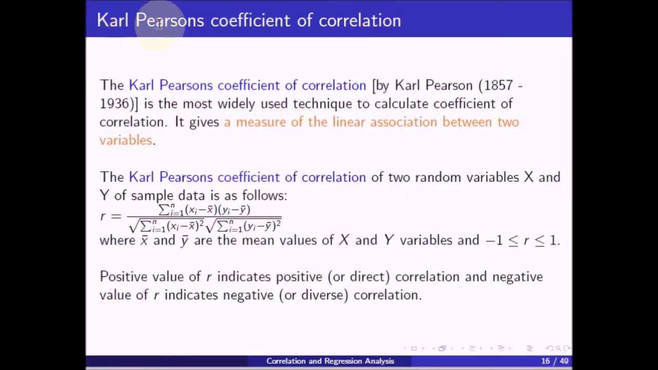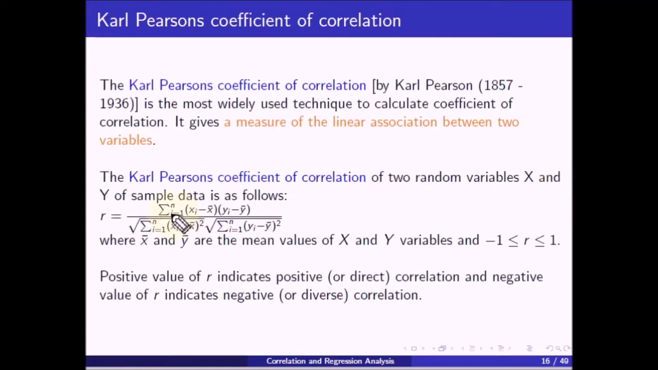Karl Pearson coefficient of correlation. The Karl Pearson coefficient of correlation is the most widely used technique to calculate the coefficient of correlation. It gives a measure of the linear association between two variables. The Karl Pearson coefficient of correlation of two random variables x and y of the sample data is as follows.